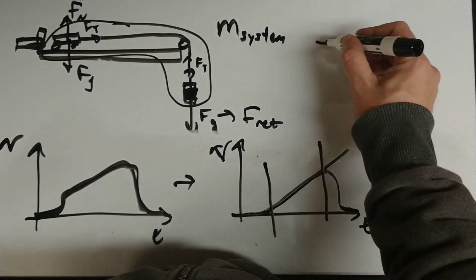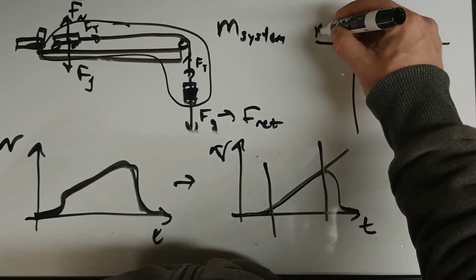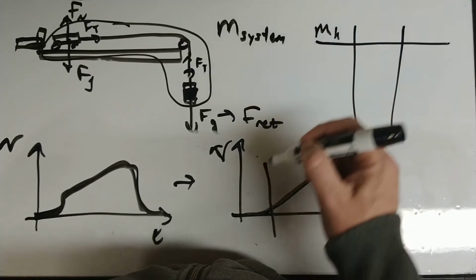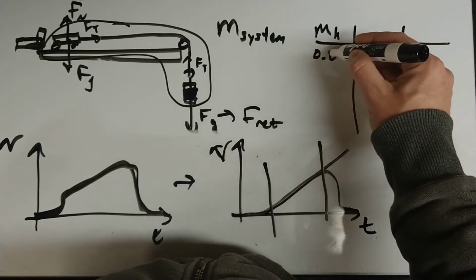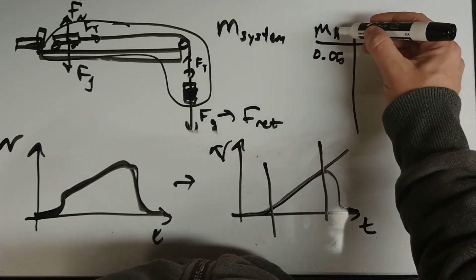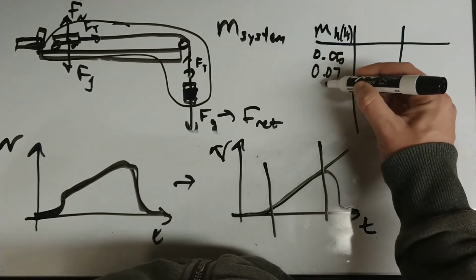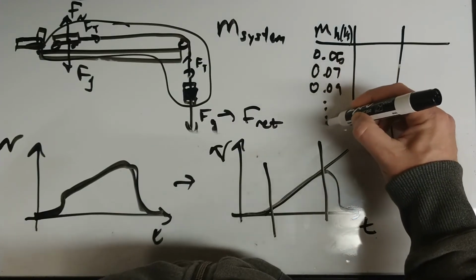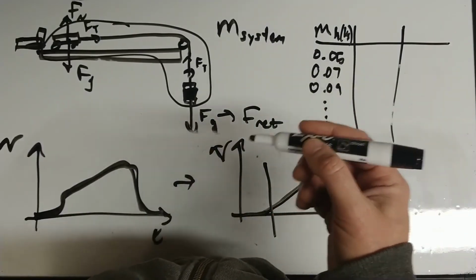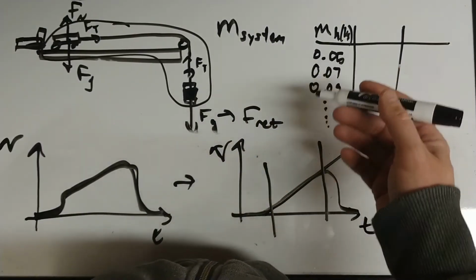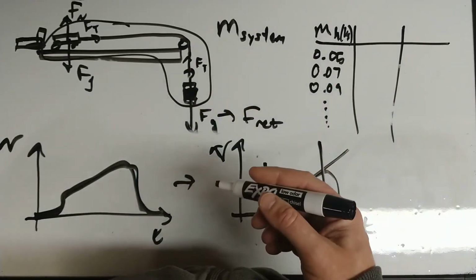So our data table here ends up looking like this. Three columns. I do the hanging mass, and it's usually like 0.05 kilograms, so it's in kilograms, kg, 0.07, 0.09, up to like 1.3 or 1.5, something like that, 1.5 usually. Some people start off a little heavier. You just got to be careful going heavy because it really starts to go crazy.